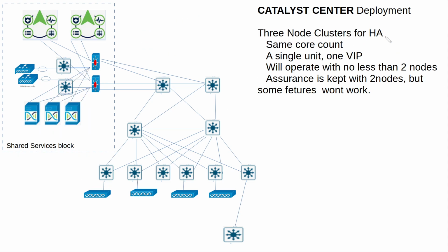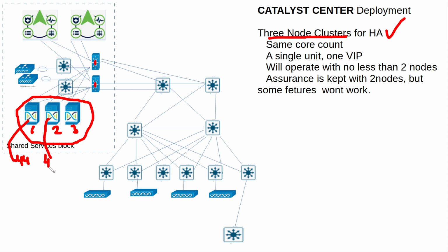So if you want high availability, you will need to install a 3-node cluster. You will need at least 3 nodes in order to set up a Catalyst Center cluster. Notice that in order for this to work, you will need servers with the same number of CPU cores. So for instance, if this server supports 44 cores, these other servers should support 44 cores, and these other servers should support 44 cores.